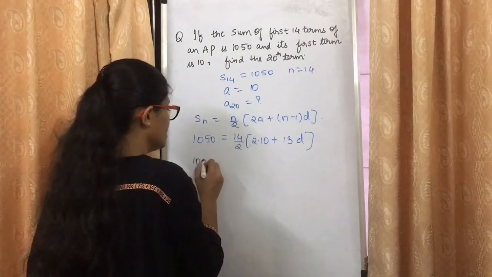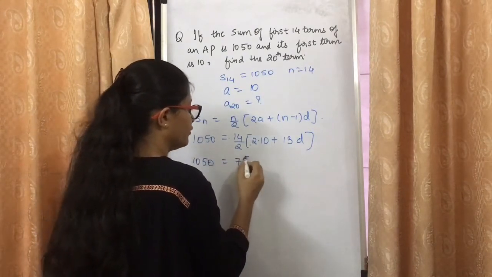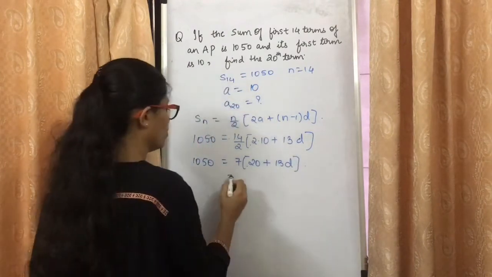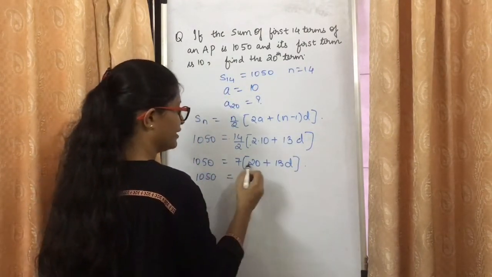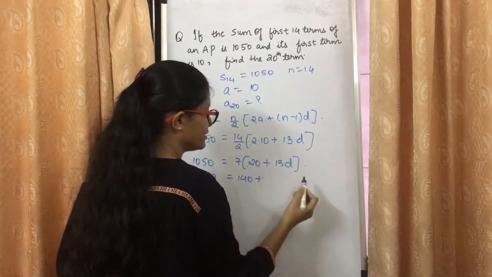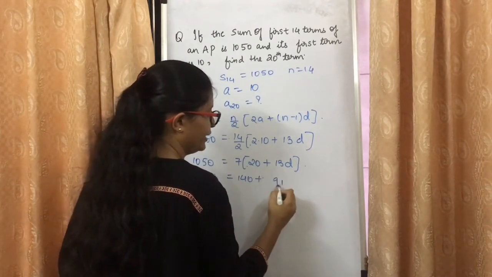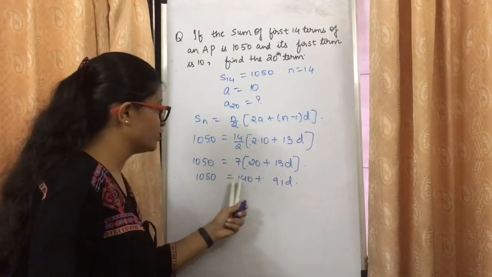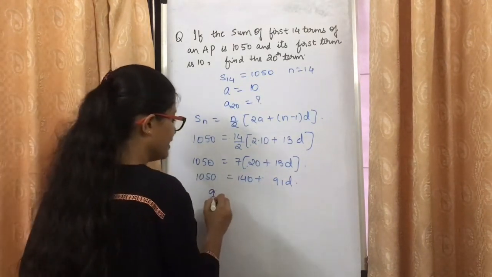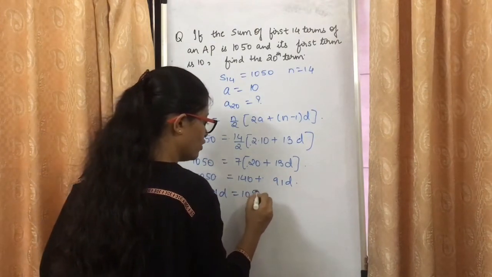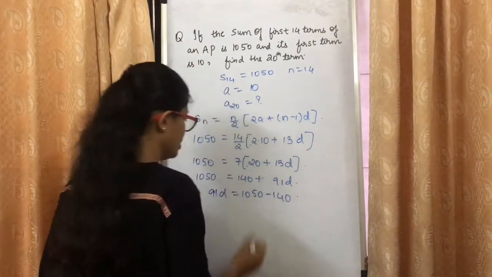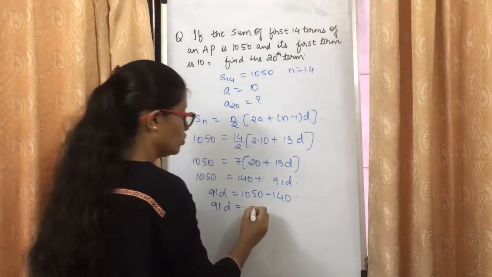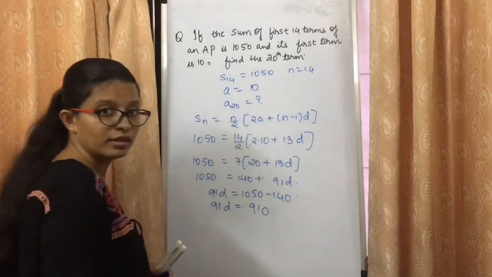Let's solve the question. 1050 equals 14 divided by 2, which will give you 7, into 2 into 10, 20, plus 13d. Now if I multiply 7 inside the bracket, I will get 140 plus 91d. So 1050 is equal to 140 plus 91d. Now I can solve it as 91d will be equal to 1050 minus 140. So 91d will be equal to 910.